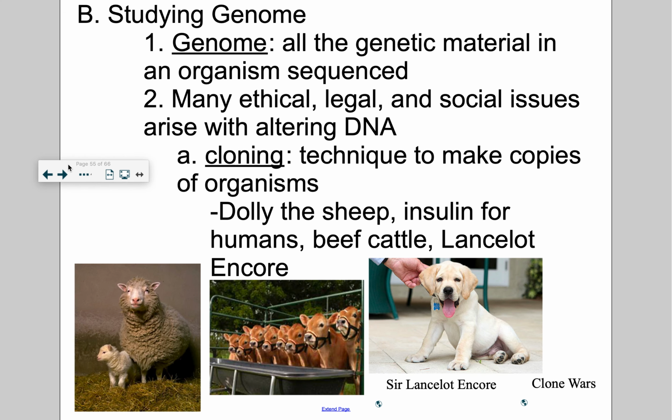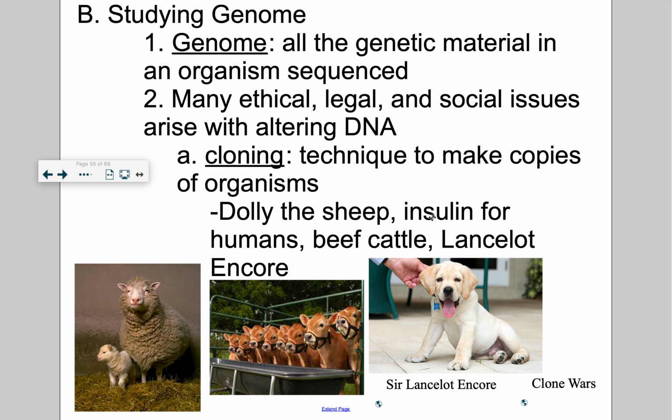Okay, so when we study the genome, that's all the genetic material inside of an organism. As we just mentioned on the previous slides, there are a lot of ethical and legal, as well as some social, issues when you alter DNA. Cloning, Dolly the sheep from a previous chapter. Is it right to clone animals? Dolly, because she was cloned, had adult DNA. She developed a lot of health problems earlier in her life than if she was not cloned. We use cloning for insulin in humans, to make insulin for folks that have diabetes.